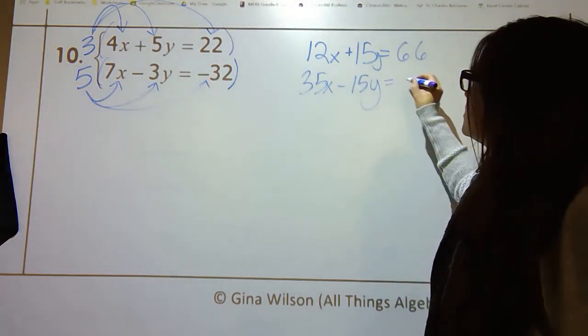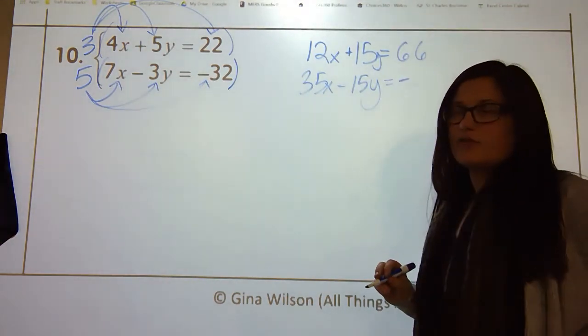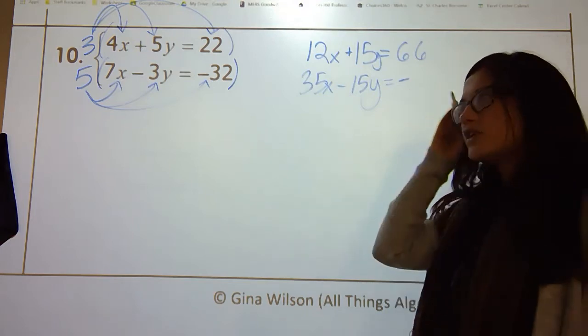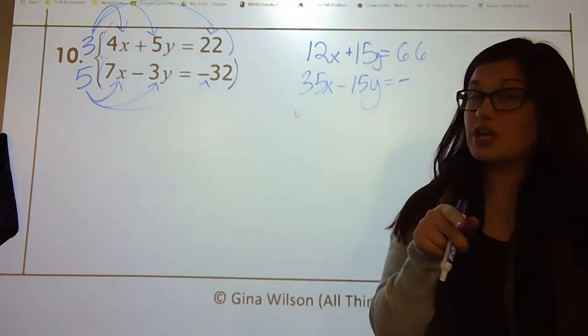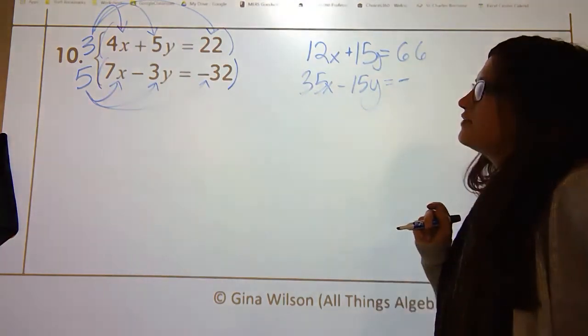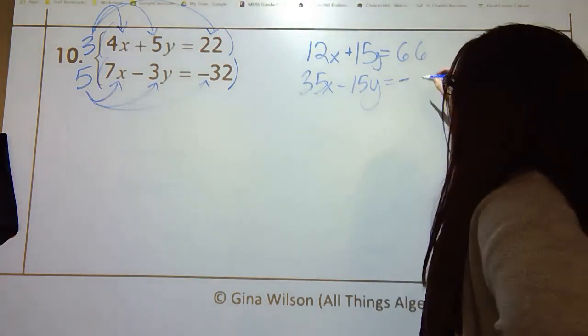5 times negative 32. I know it's going to be negative. I'm going to write that before I forget it. 5 times 3 is 15. So 5 times 30 is 150. And then 5 times 2 is 10. So 160.